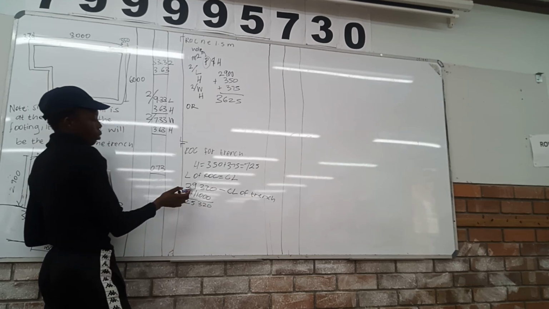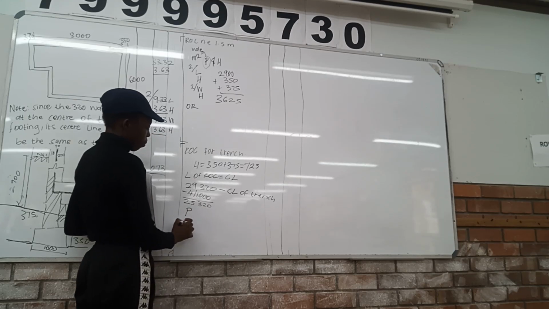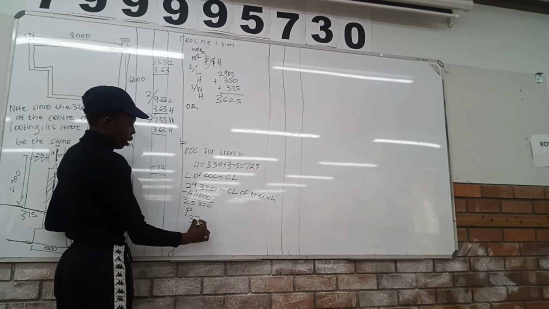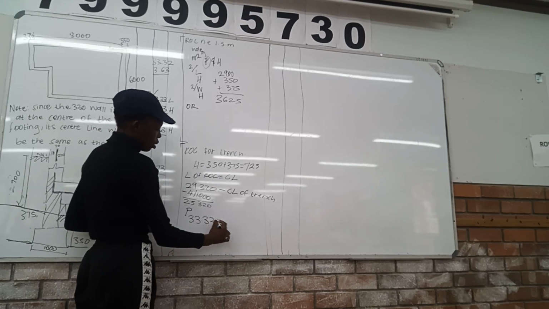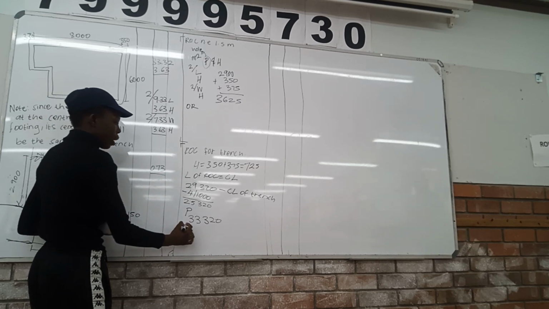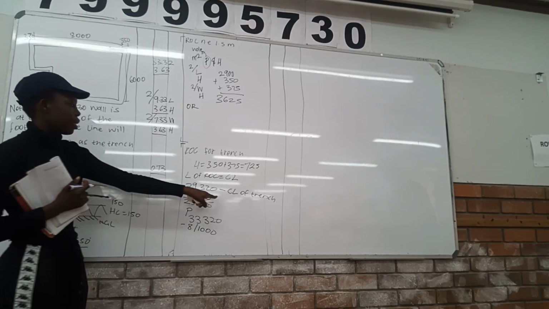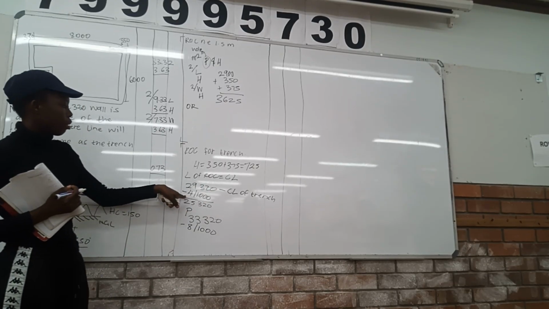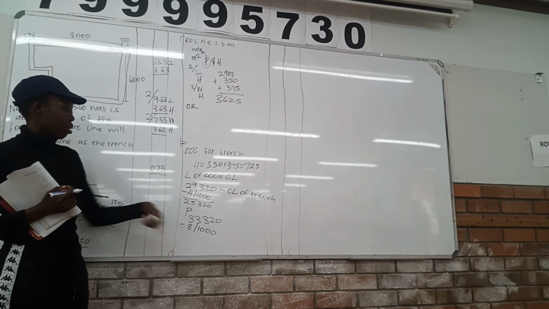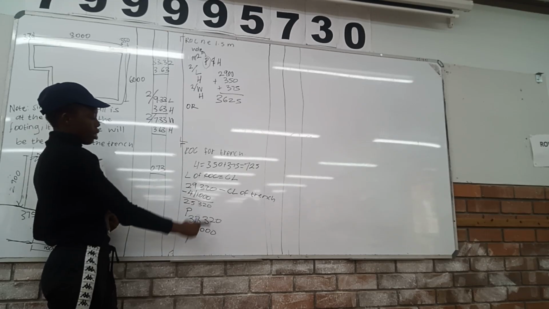If you don't want to use the centerline, you can use the perimeter, 33,320. If we use the perimeter, we need to subtract 8 of 1000. If we use the centerline of the trench, we subtract 4 of 1000. For the centerline, we've already subtracted 4 of 1000.